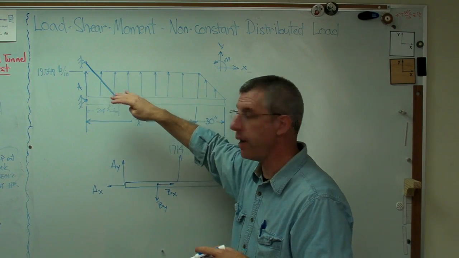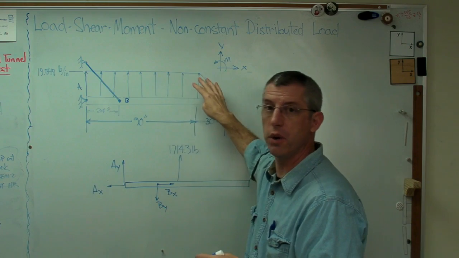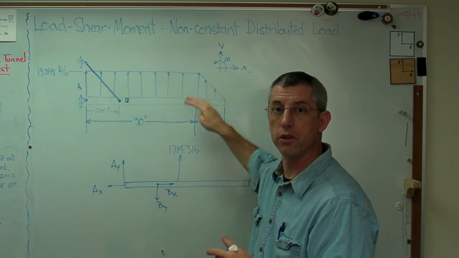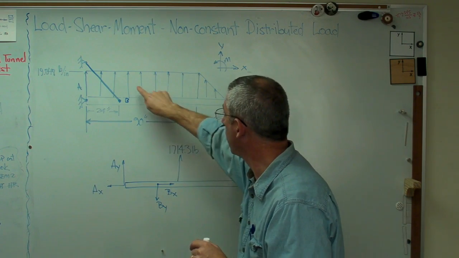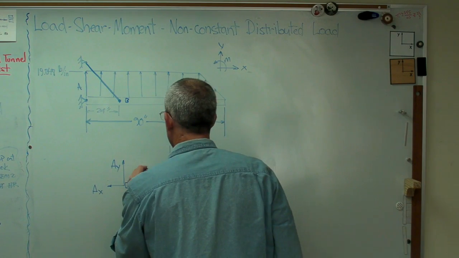What I'm doing is I'm dividing this distributed load into a rectangle and a triangle. So I'm going to have two concentrated loads. One at the centroid of this, which is going to be at 45 inches.